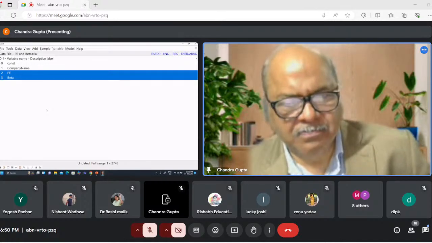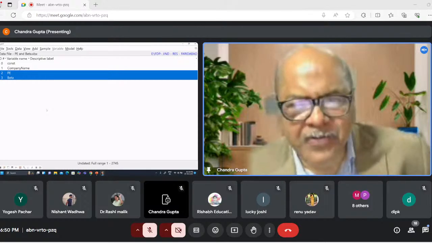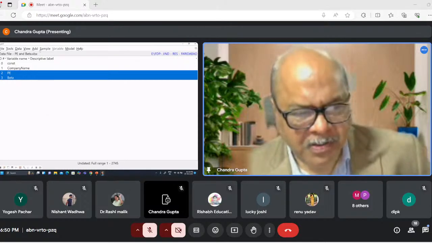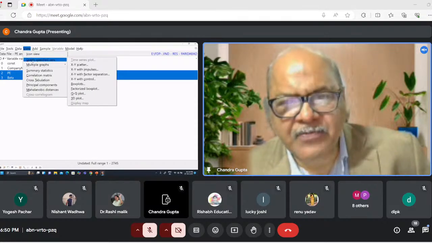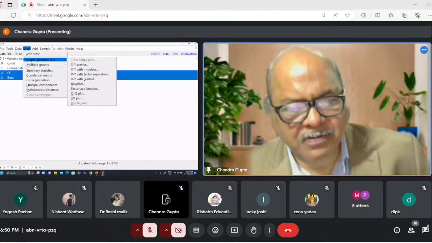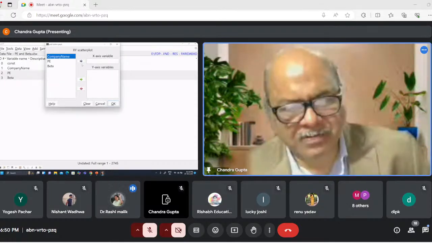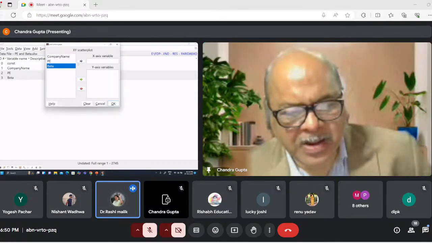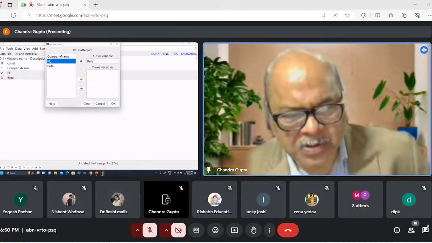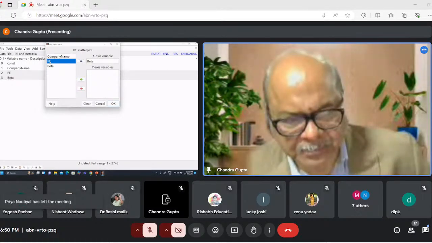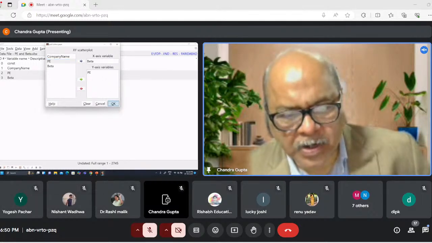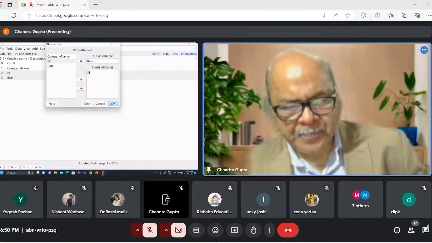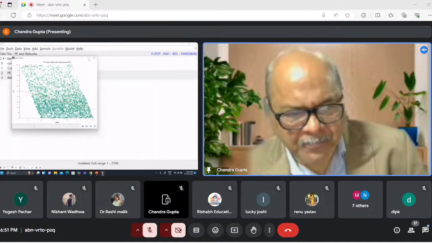Yogesh, Lucky, which graph should I make to see the relationship? View, graph. Which graph should I make? Hmm. A scatter plot. It's good. Beta is my x-axis, okay. P is my y, and then you say okay. That's the graph which we get.